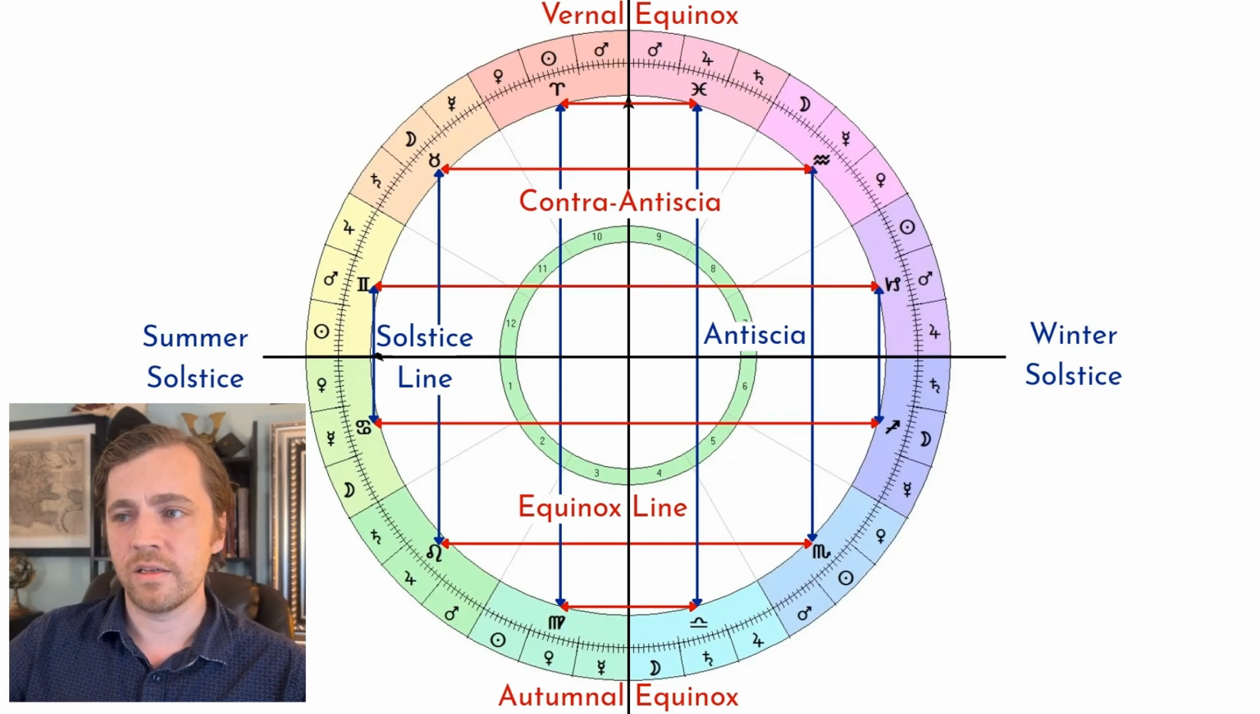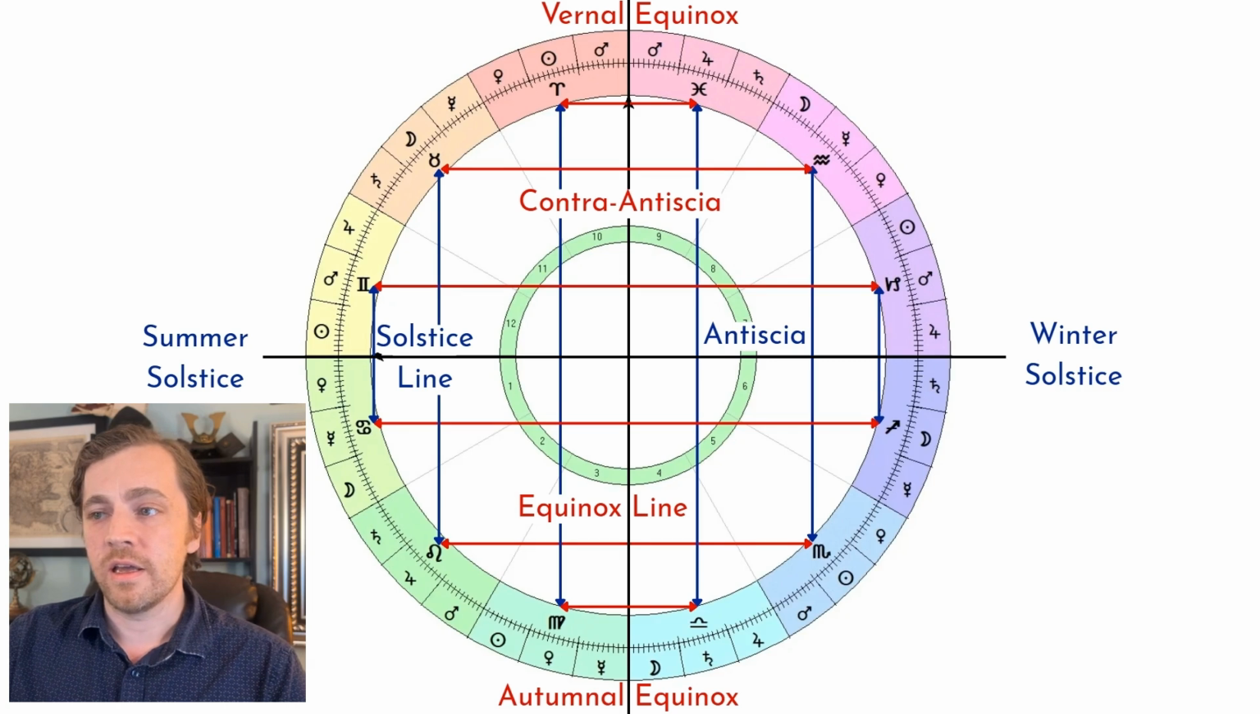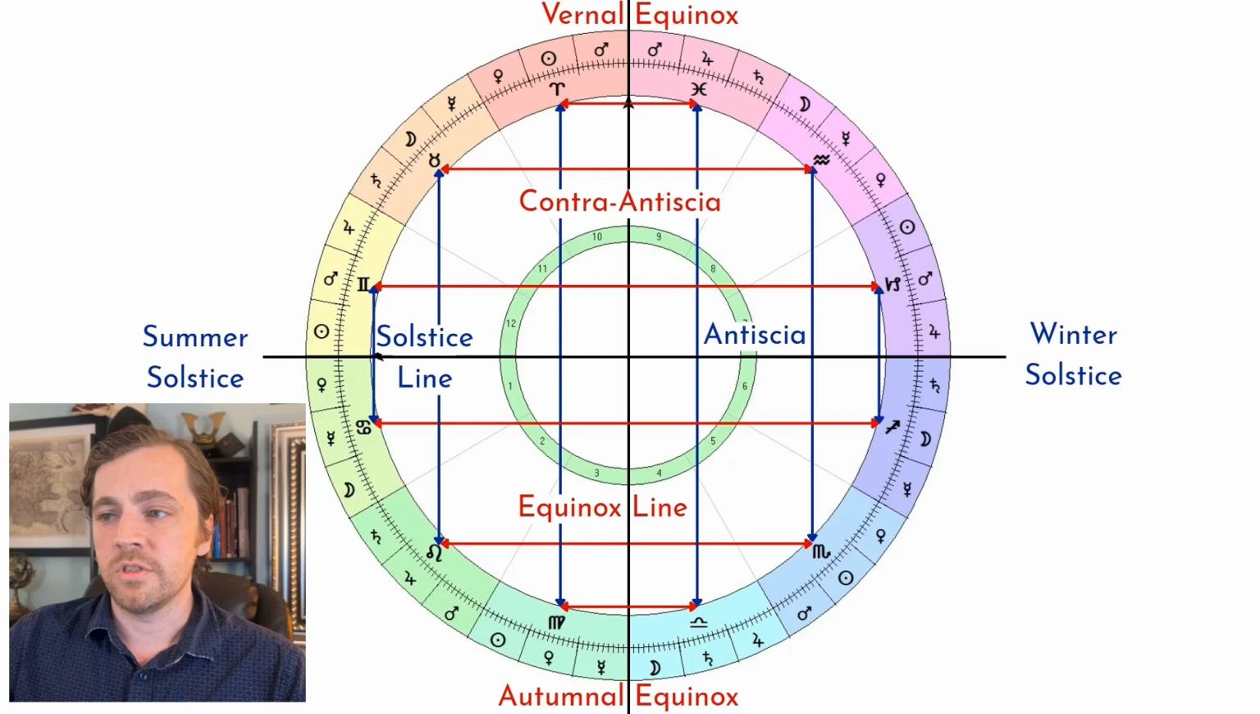So when we're looking at these mirroring points along the solstice line, the Antiscia, we're looking at points that mirror each other in terms of the length of the day and night. They have the same ratio of day to night. It's that simple. So say you have a planet at 3 degrees of Gemini. To find the Antiscia point of that planet, you count how many degrees from that point to the solstice line, to 0 degrees of Cancer.